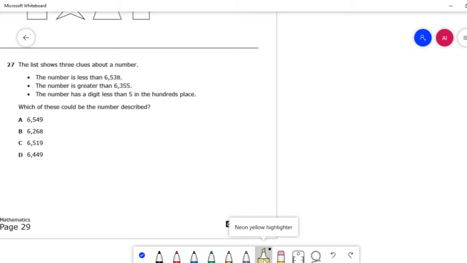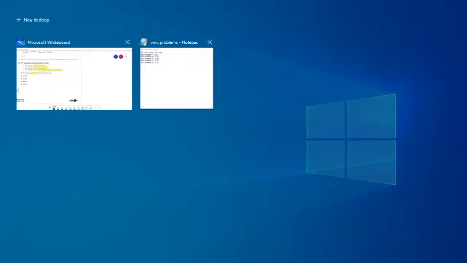So let's start highlighting. So we're saying it's less than 6,538. It's greater than 6,355. It's a digit less than 5 in the hundreds place. And which one of these could be the number described? Could be. Unlike last one, it's not asking for what's false, it's asking for what could be true. So, again, let's use the clues we have to make ourselves a number line. So, I'm just going to make a really long number line here at the bottom. Sorry about that. I don't know why it keeps doing that.